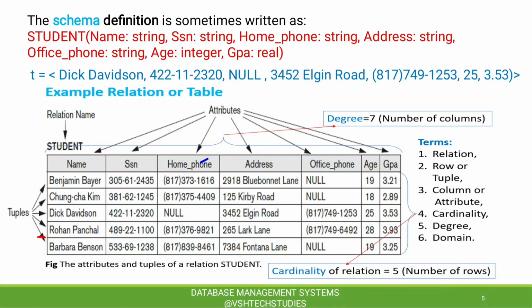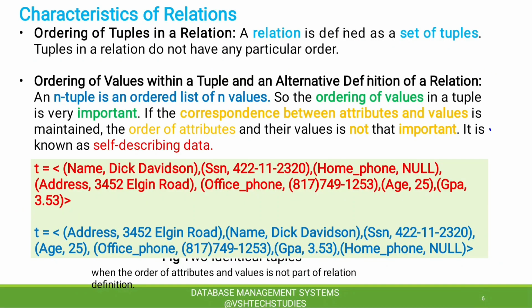So if you change the order of these tuples from one place to another, they will be representing the corresponding student entity only. And that is the ordering of tuples in a relation characteristic. A relation is defined as a set of tuples, and tuples in a relation do not have any particular order. In any order they can be stored. Okay.